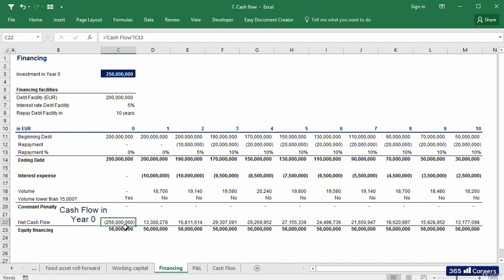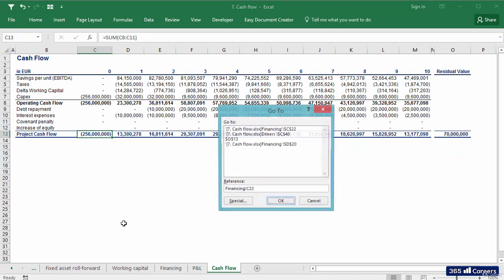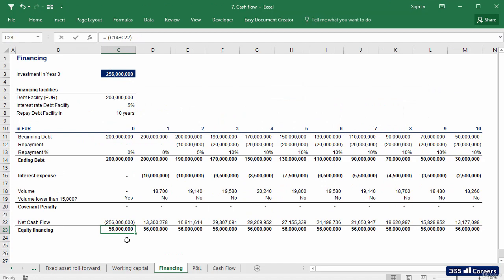In this row, we have linked to the company's cash flow in year 0. And then below, we can calculate the equity for year 0, taking the opposite of the net cash flow in year 0 plus the debt at year 0, which is $200 million. Okay, this is the equity in year 0.